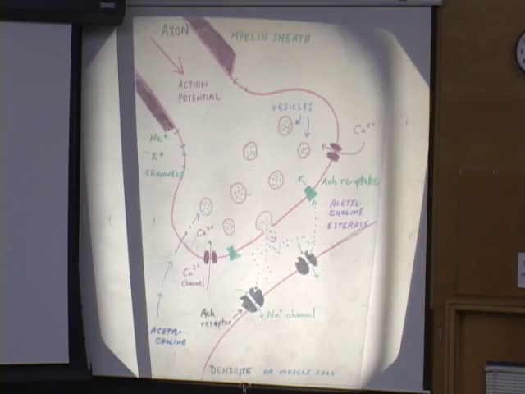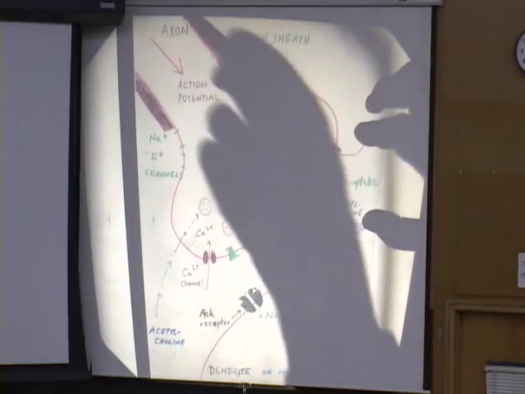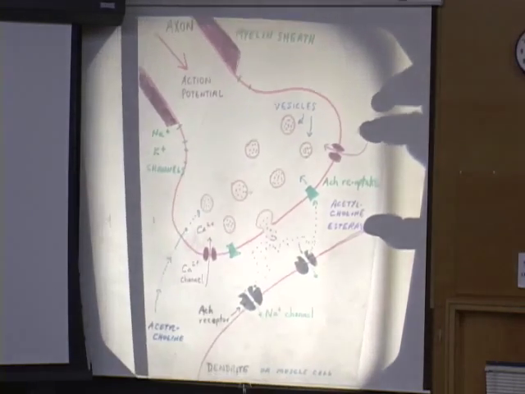The myelin sheath there is, remember, just the fatty substance that insulates the axon so the signal can move more quickly.